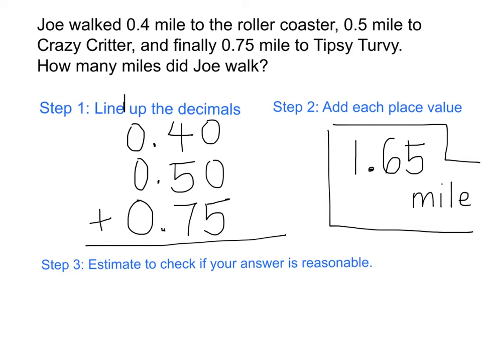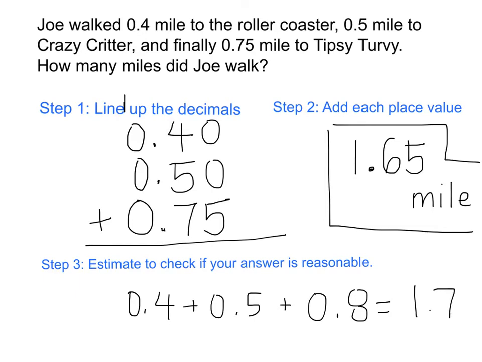0.4, do we have to round that to get to a tenth? No. It already only has tenths. What about 0.5? No. Okay, 0.75. Can we round that to the nearest tenth? Yeah. What is that rounded to the nearest tenth? 0.8. Good. So if I do 4/10 plus 5/10 plus 8/10, what does that equal? About how many tenths is that? 17/10 or 1.7. Is our actual answer close to our estimate? Yes. So it shows, when we check, that our answer was reasonable.